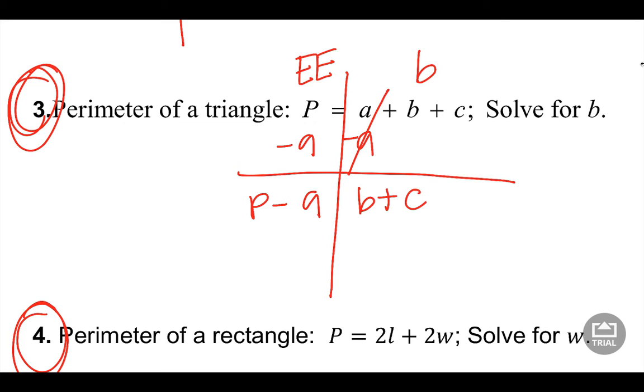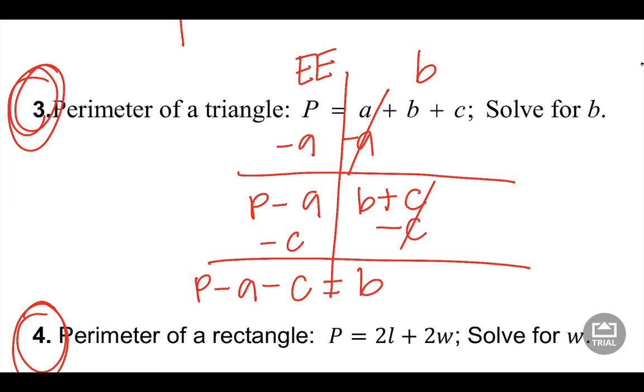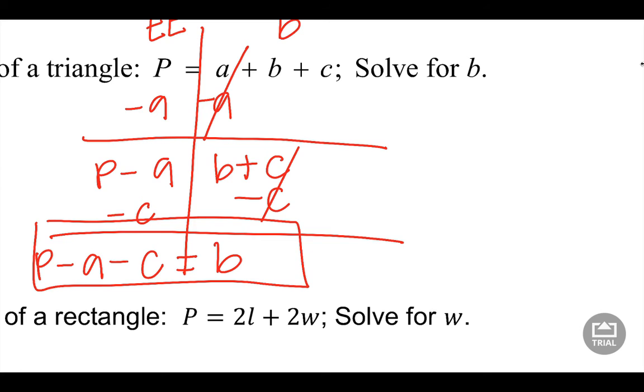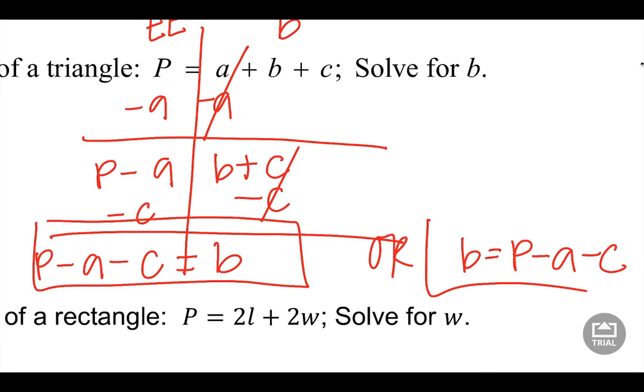Now I only want B over here. I still have the C hanging out, so I've got to subtract C as well. So C minus C goes away. I'm left with B equals P minus A minus C. And it does not matter what order it's in. And that's it. And again, that's a beautiful answer. Or if you need to rewrite it, B equals P minus A minus C. These are all the same.